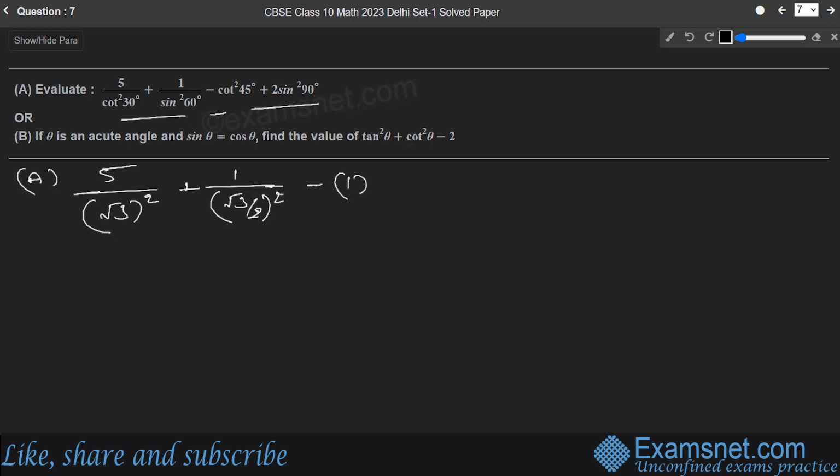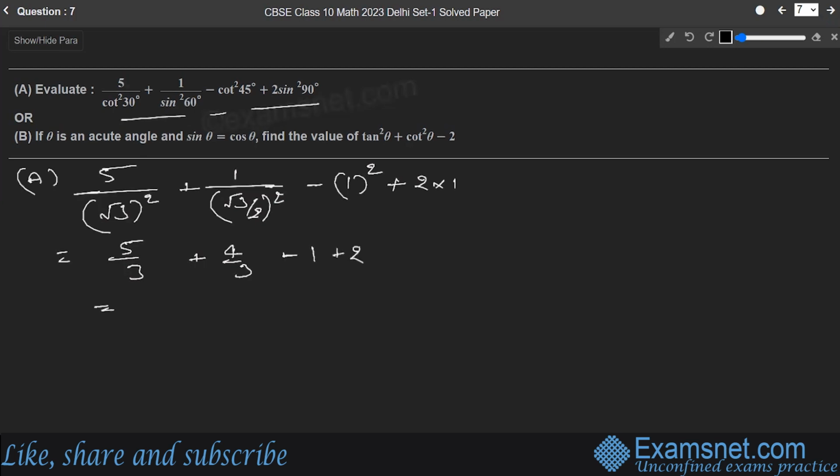So cot square 45 will be minus 1 square, plus 2 sine square 90. Sine 90 is 1, so sine square 90 will also be 1. So this is what it is. If we solve this further, how much does this become? This becomes 5 by 3 plus 4 by 3 minus 1 plus 2.